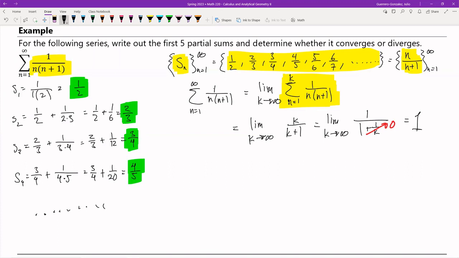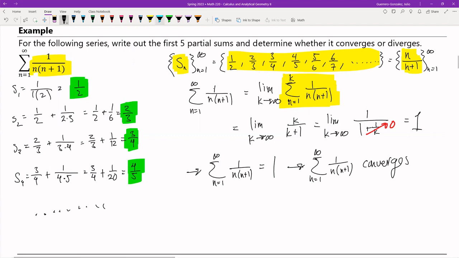So notice what we did. We used our pattern for S of n to find some form of closed form for my equation, and then used that pattern to find an equation, and then took the limit of that equation to find the limit of the summation, the convergence of my series. So we have now that the sum n equal 1 to infinity of 1 over n, n plus 1 is equal to 1. So therefore, my series converges. And in particular, it converges to 1.